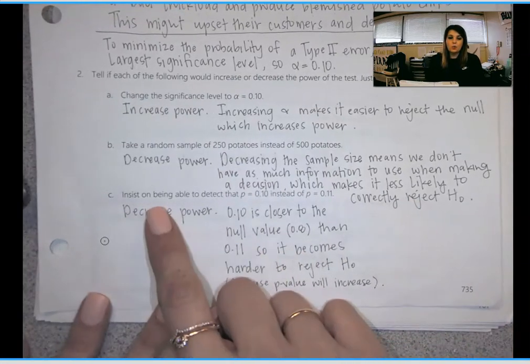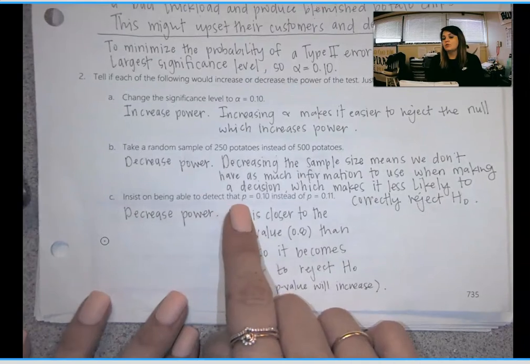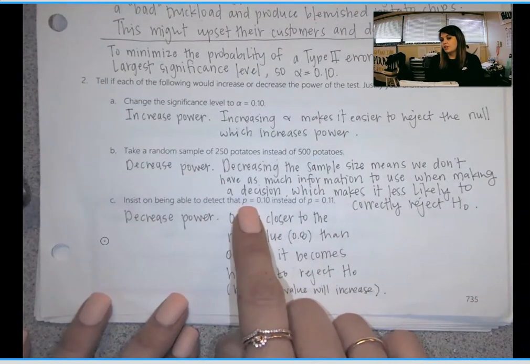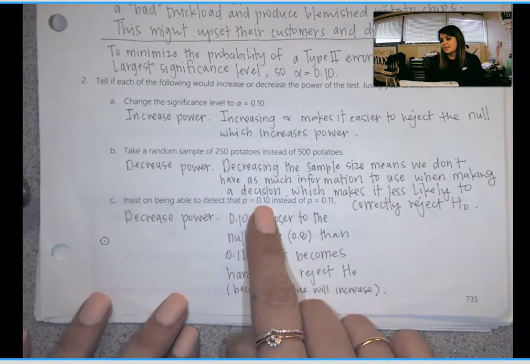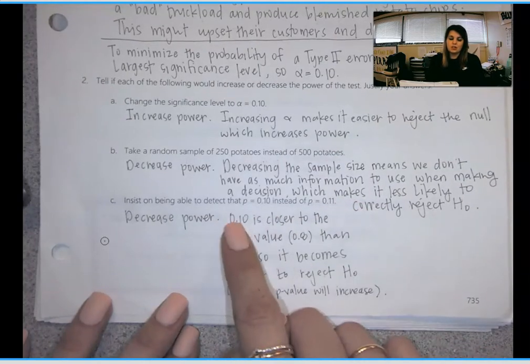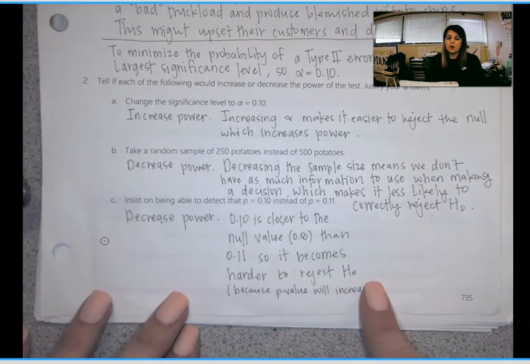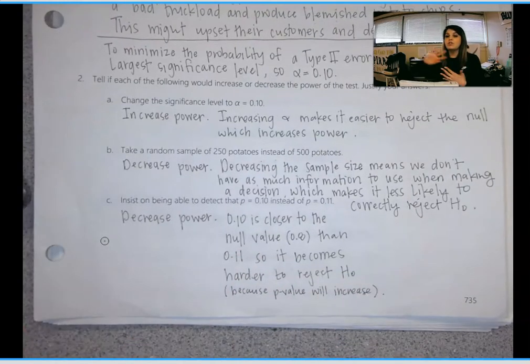And lastly, we insist on being able to detect that the proportion of blemished potatoes is 10% instead of 11%. Well, 10% is closer to the claimed value than 11% is, so it becomes harder to reject. Remember, values farther from the null are easier to reject. This is closer to the null, so harder to reject, which means you decrease power.